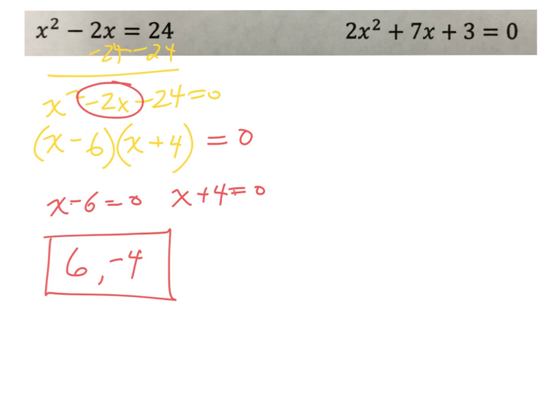This next example is a little bit more challenging because you'll notice our term 2x squared is different than what we've been seeing. There is a 2 in front of the x squared. So the process is very similar, but a little bit different.